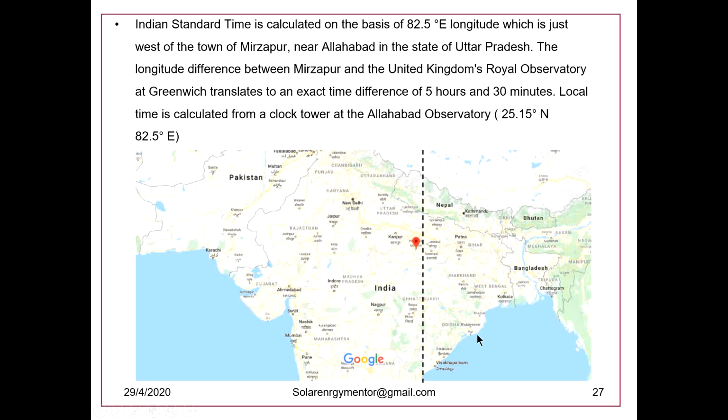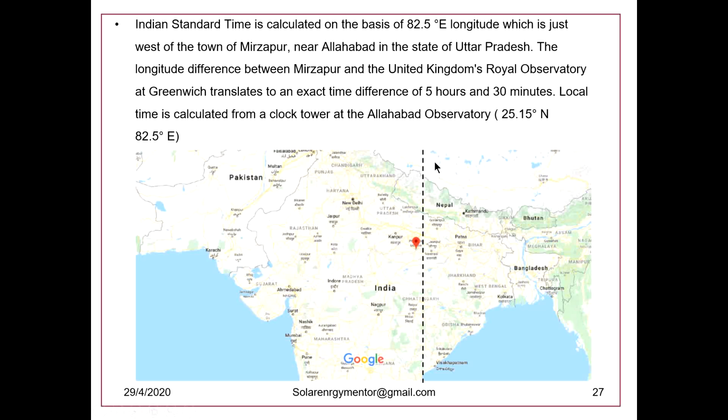So this location is lying to the west of the town of Mirzapur near Allahabad in the state of Uttar Pradesh. The longitude difference between Mirzapur and the United Kingdom's Greenwich is 5 hours and 30 minutes. Means Greenwich Mean Time is 5 hours and 30 minutes behind the local apparent time indicated at the Indian standard longitude, we can say. So local time is calculated from a clock tower at the Allahabad Observatory.